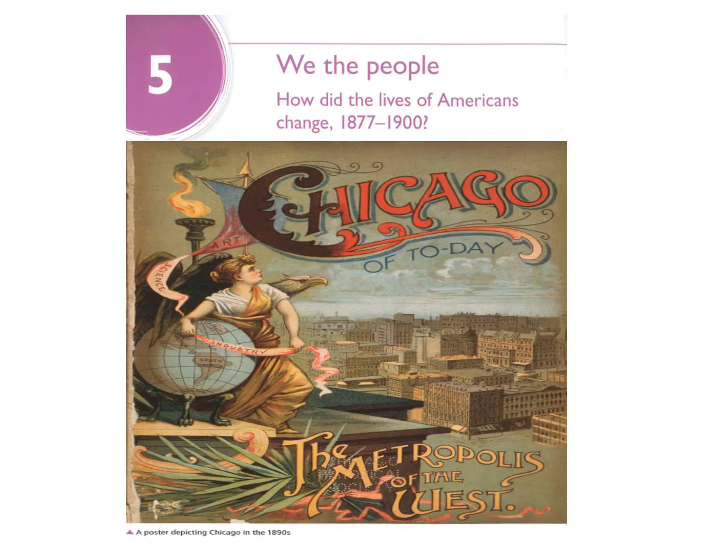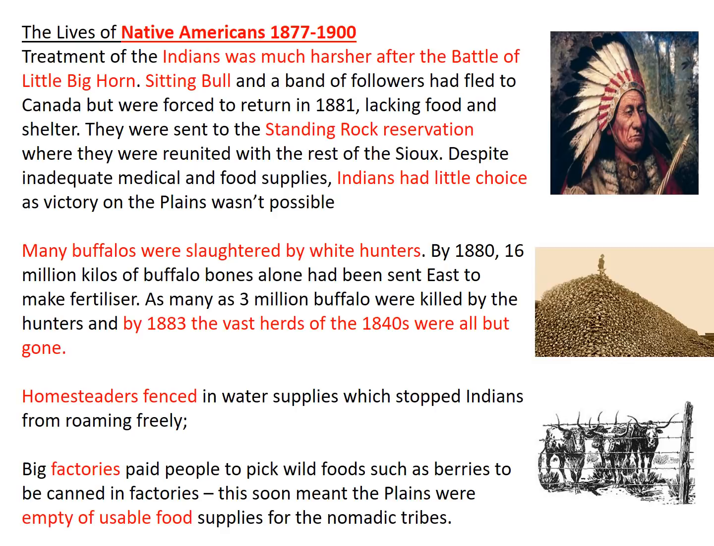So we move now on to our final section, having a look at the combination of this period, really, of how American lives changed in 1877 to 1900, and I'm afraid to say we're going to see some very negative views of the journey that we've seen so far. So we start with the sad story, really, of the Native Americans.